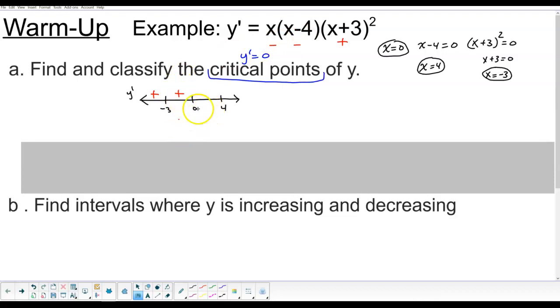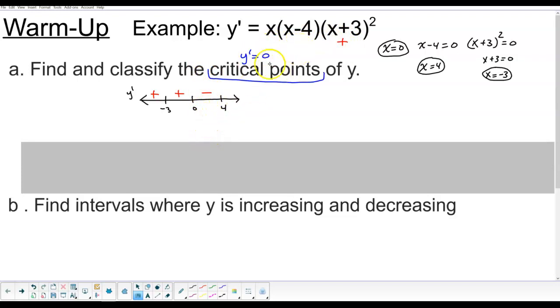All right. So then I have to pick a value between 0 and 4. Let's pick +1. And let's check the sign values. Plugging +1 in here produces a positive output. +1 for this factor produces a negative output. And this is always positive. So a positive times a negative times a positive will always be a negative output.